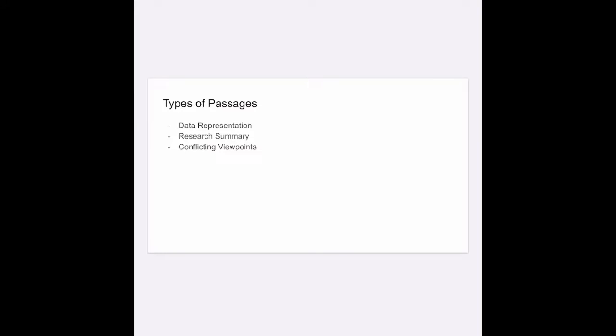Now, there are 3 types of passages on the ACT science section: data representation, research summary, and conflicting viewpoints. Let me talk about the difference between these 3 types of passages. So the data representation passage tends to be the simplest type of passage because it contains mostly charts and graphs and it contains the least text of all the types of passages.